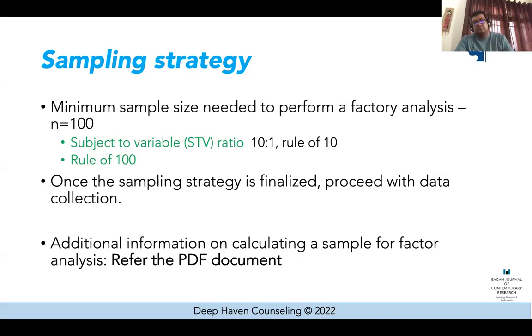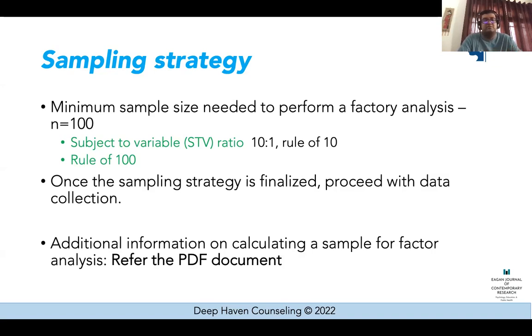But then the question comes, okay, how many informants do we need to gather, like how many people do we need to gather for this study? So there's a minimum sample size that is required. The minimum sample size is 100. You need to have a minimum of 100 participants to run a basic factor analysis or to do this kind of a study. But the issue is when you have a lot of items, then even 100 could be a very small sample.